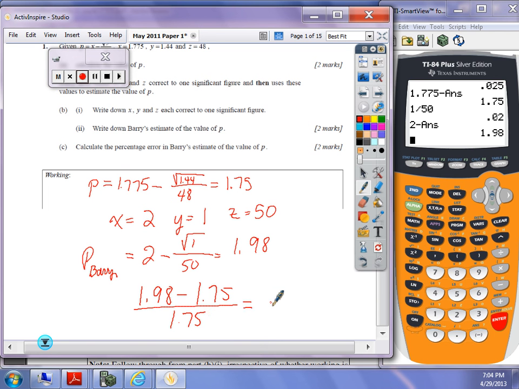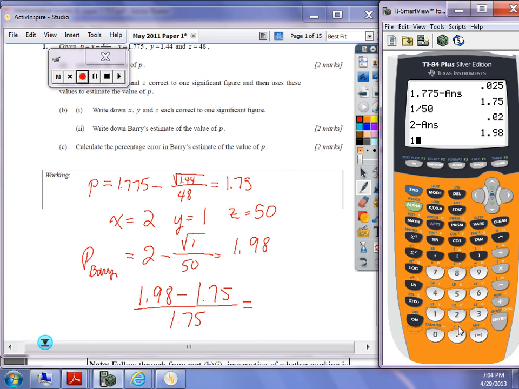So when we do that calculation, and we've got 1.98, I'm going to put that in the calculator so you can see what that looks like, minus 1.75. We're going to divide that value. Now I always hit enter before I divide, otherwise, because of order of operations, if you had 1.98 minus 1.75 divided by 1.75, your calculator is going to do the division first, which is not what we want to have happen. We want that subtraction to happen first. So I'm going to take that value and divide by 1.75.